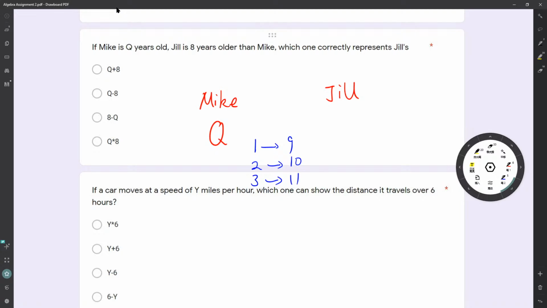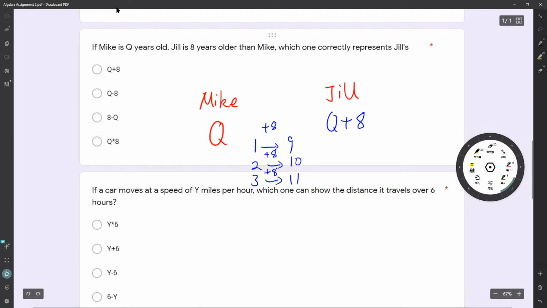And so Jill's age always equals Mike's age plus 8. Therefore, when Mike is Q years old, Jill will be Q plus 8 years old. Jill is always 8 more than the age of Mike. So our answer should be Q plus 8.